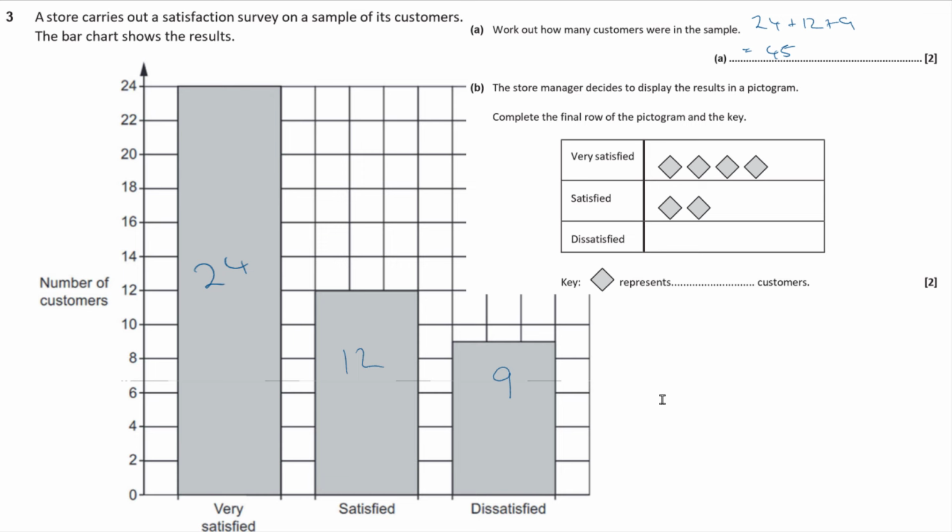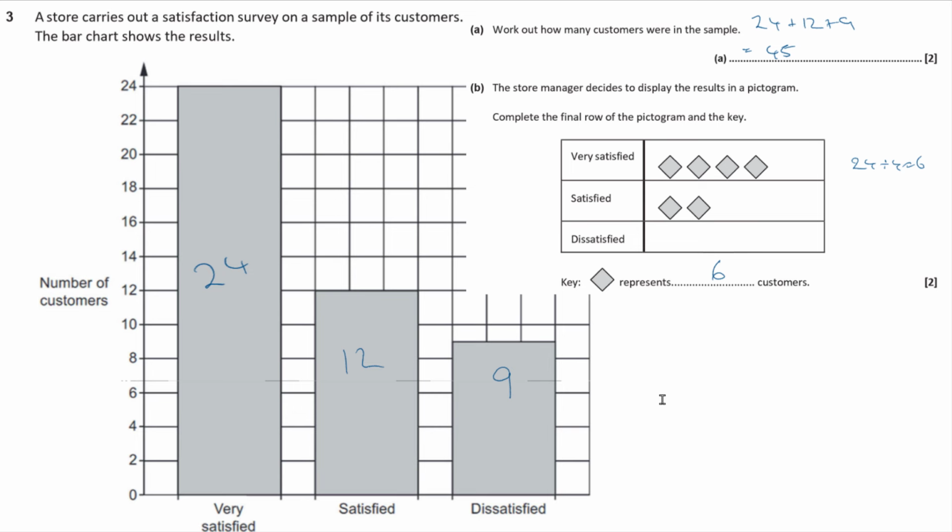Okay, so remember the very satisfied column was 24, and we've used 1, 2, 3, 4 diamonds to represent 24. Okay, so 1 diamond then is going to have to be 24 divided by 4. It's going to be 6, isn't it? It's going to be 6 customers. Okay, so then you can see the 2 diamonds is going to be 6 and 6 is 12, which matches with the graph. And then we need to show 9 people with diamonds.